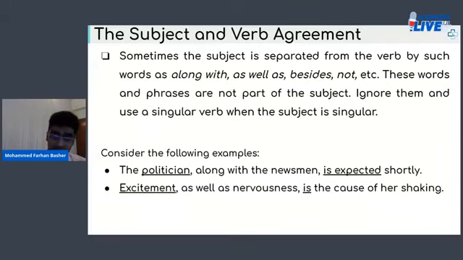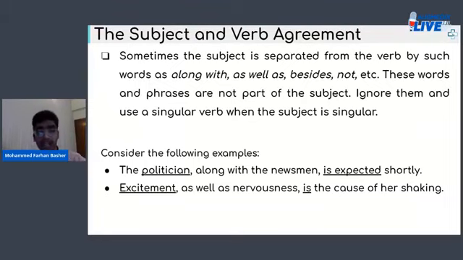Excitement as well as nervousness is the cause of her shaking. Here as well, the secondary subject, nervousness, is connected to the primary subject, excitement, with the help of the connecting phrase "as well as," right? Because we have this, we are not considering the entire subject phrase as plural, but rather as singular. Okay?